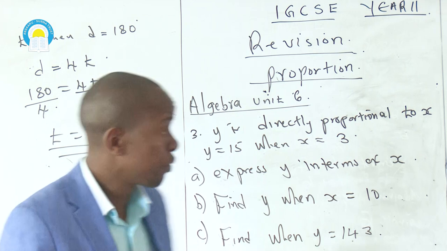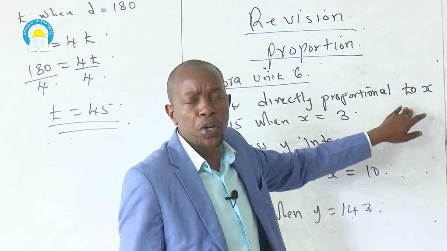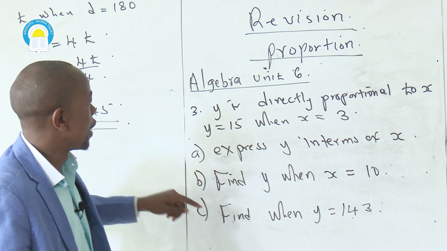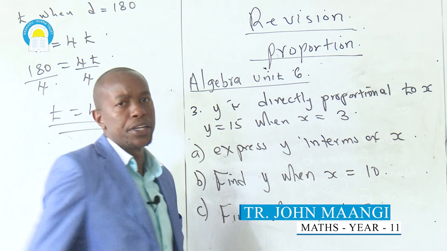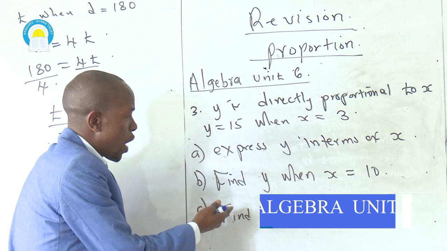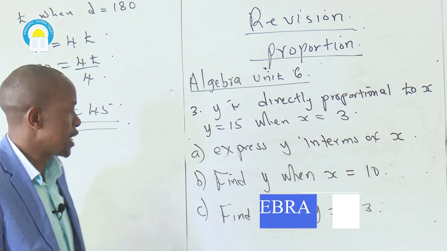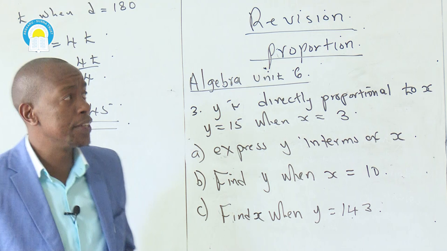In question three, we are told that y is directly proportional to x. This is a direct proportion that gives us a linear equation. When you plot it on the graph, it produces a straight line. The value of y is given to be 15, and the value of x is 3. Now, express y in terms of x. Part B, find y when x is equal to 10. Find x when y is equal to 143.